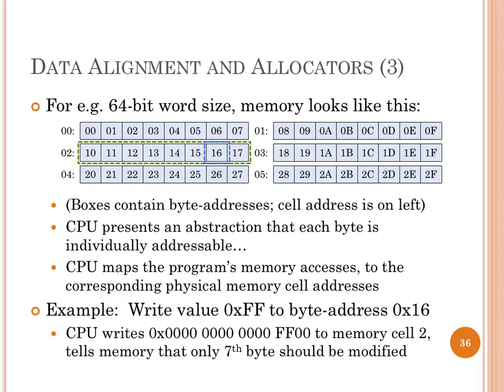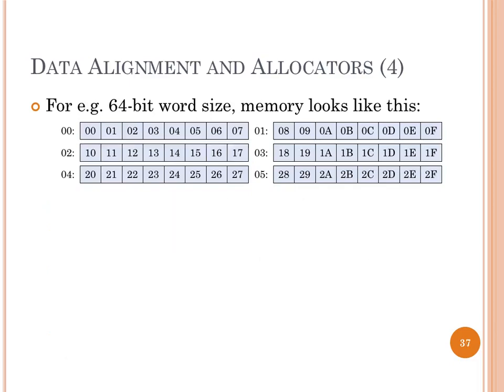So the CPU might do something like this. Write this big 8-byte value, 000000, and so on, FF00. So it's putting a byte into the 7th position, and it says, I want to do that to memory cell 2. So this is what the processor is doing behind the scenes. This is nice. We don't have to think about this. I hate thinking about it every time I teach this class. I get to this slide, I'm like, oh, I got to explain this again. But thankfully, we don't have to think about this because the processor's taking care of all of it for us. Everybody got that? All right.